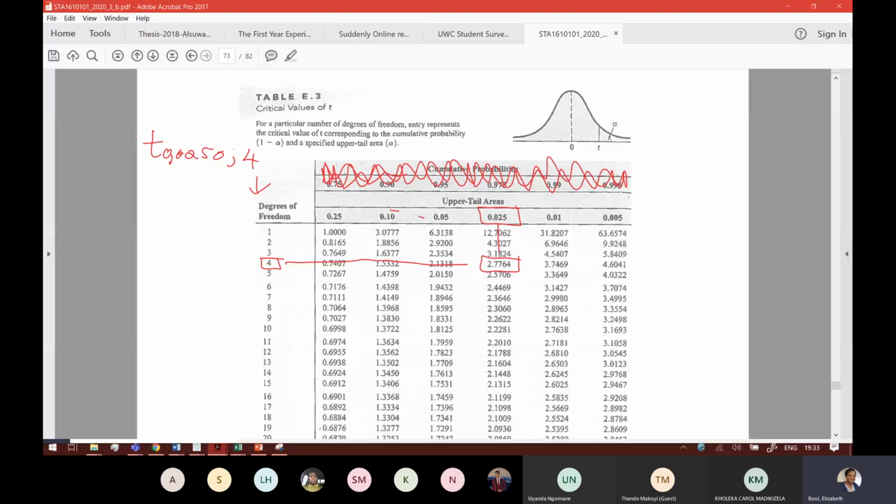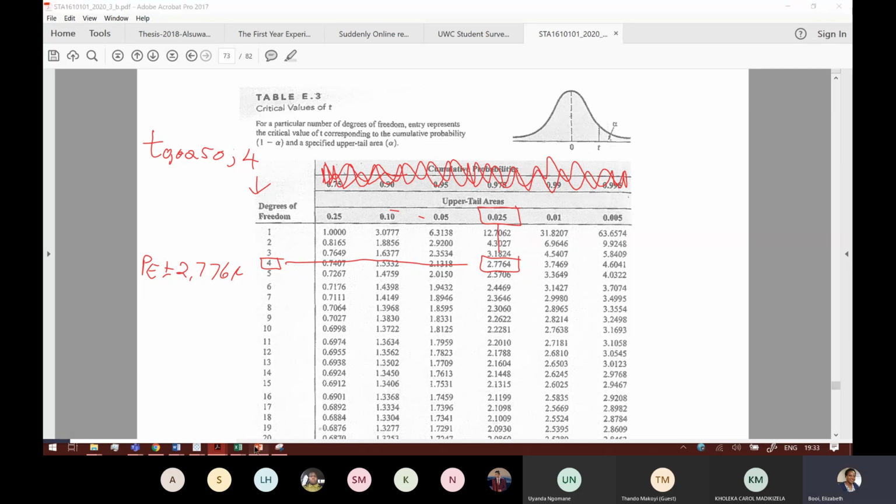So it works differently. Remember, with the Z, we go inside the table and then go outside. With the critical values of T, we start with the values at the top and the degrees of freedom, and we go find the critical values inside the table. You need to remember that as well. Then when we do the calculation, our critical value will just be multiplied by that. So our point estimate plus or minus our critical value of 2.7764. And that's how we use them to answer the questions.